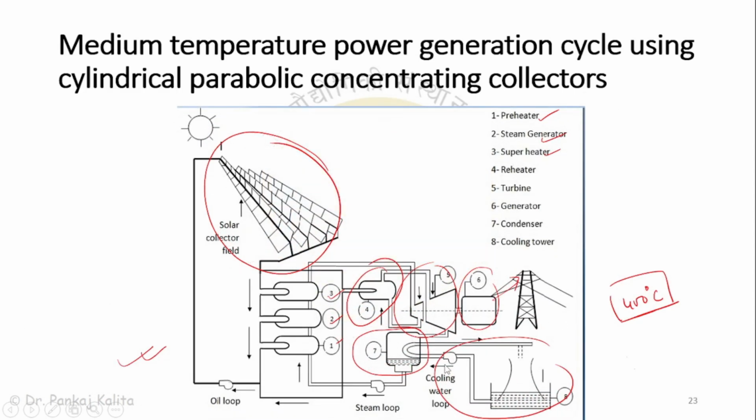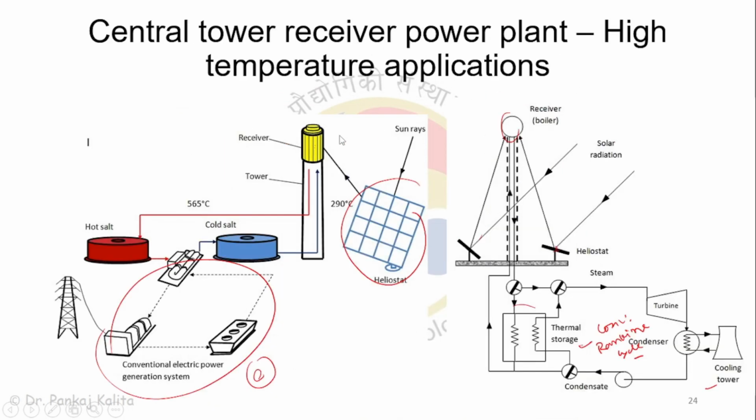Then a medium temperature power generation cycle using this. Can anyone say which type of collector this is? This is a parabolic trough type collector. You can see it, this is not a parabolic dish. This is a trough, no dish is there. Then the central tower receiver plant, used for electricity generation.